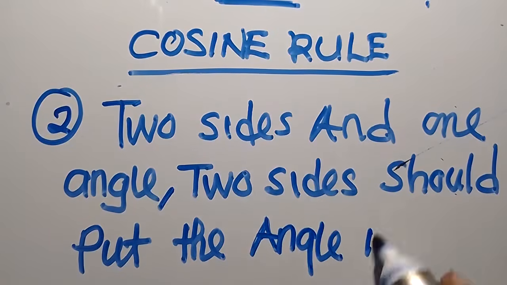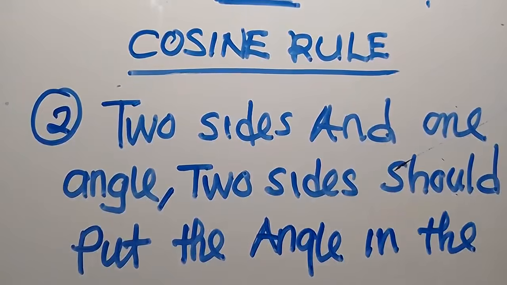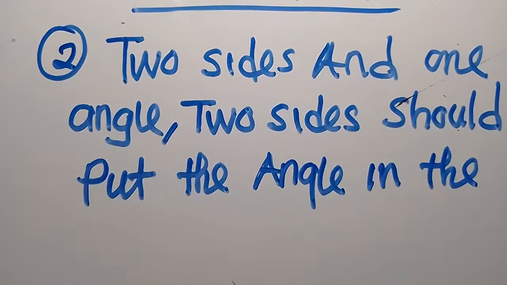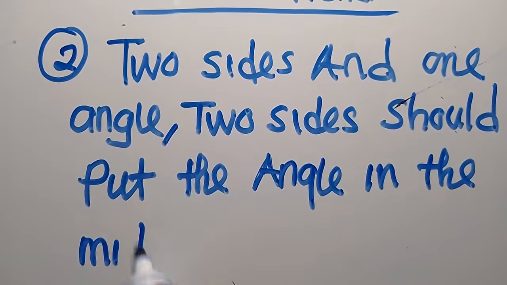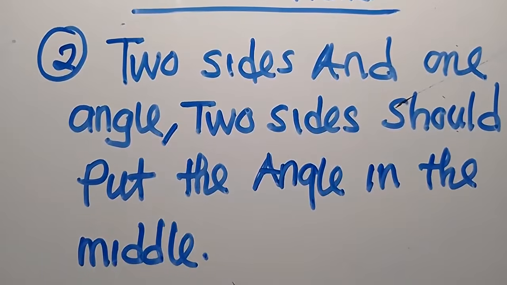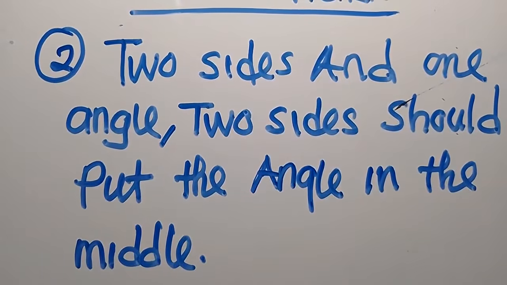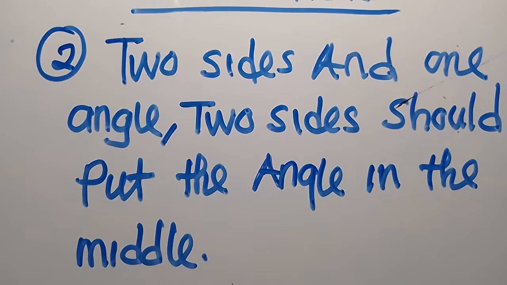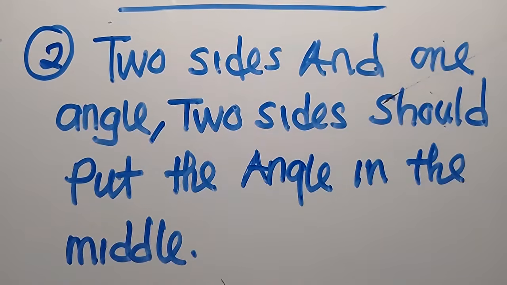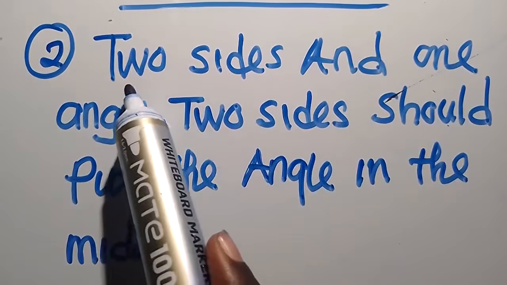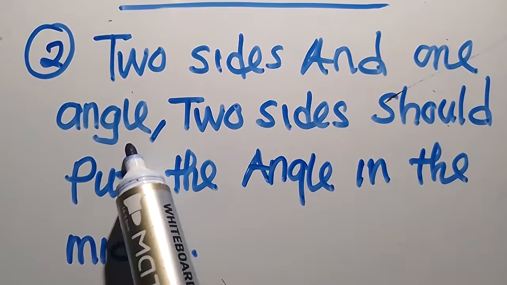The angle in the what? They put the angle in the what? In the middle. Like this. They put the angle where? In the middle. So this is what you need to understand. So we use the cosine law when we are given two sides and one angle.